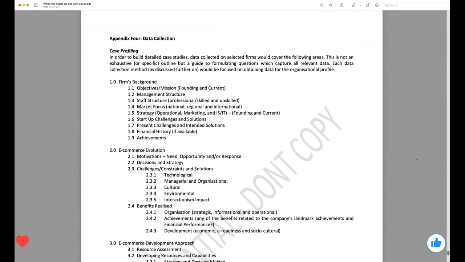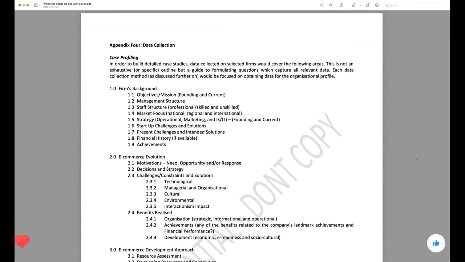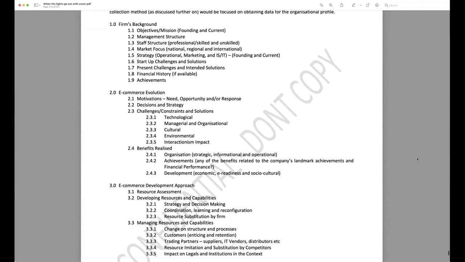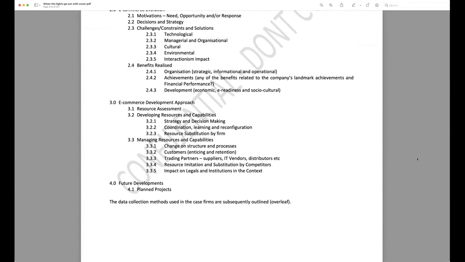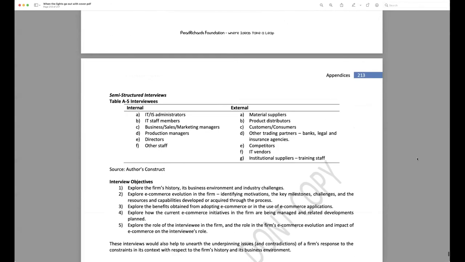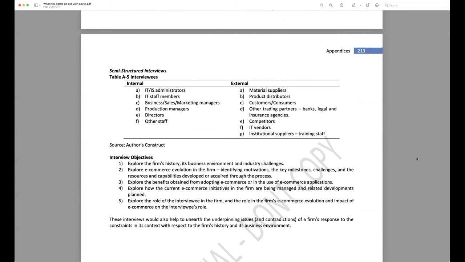Okay, so appendix 4, case profiling. In order to build detailed cases, the data collected on selected films will cover the following areas. So this was part of what I did. Somebody said this is part of your protocol, but this is what you took to your film, and this is what you collected. So I collected data on these fields. Then this is my interview structure. Remember I taught you how to identify different types of respondents and categorize them as internal and external: internal to the company, external to the company, internal to the phenomenon, external to the phenomenon. And what questions was I asking? The interview questions are here.